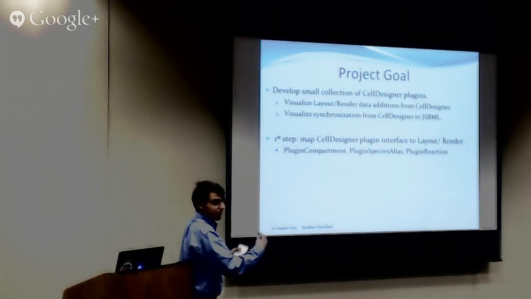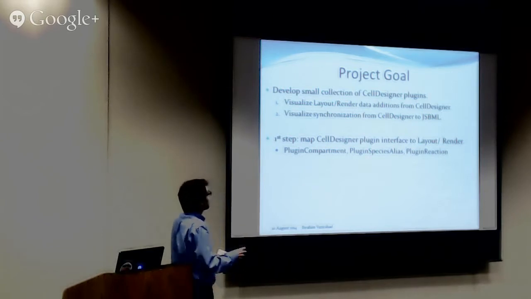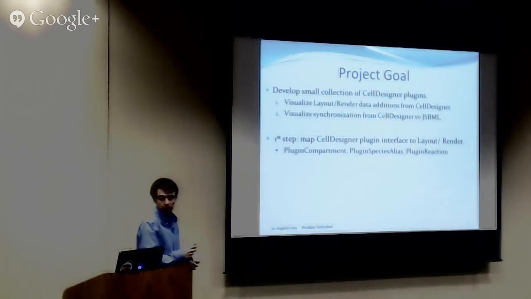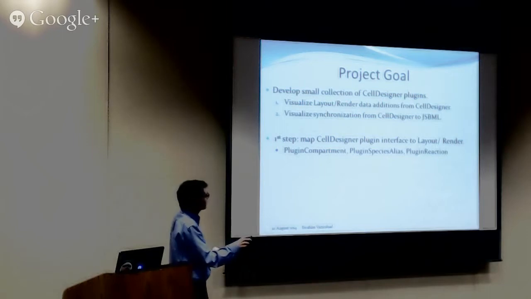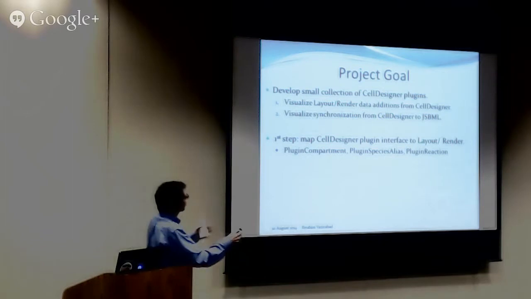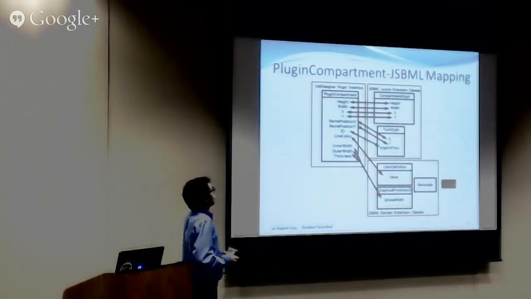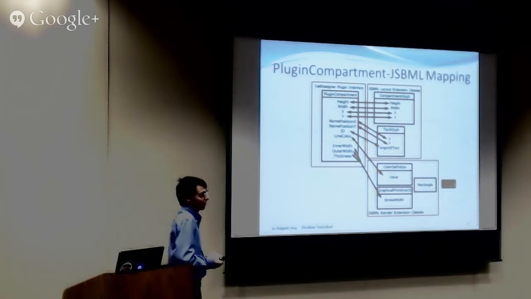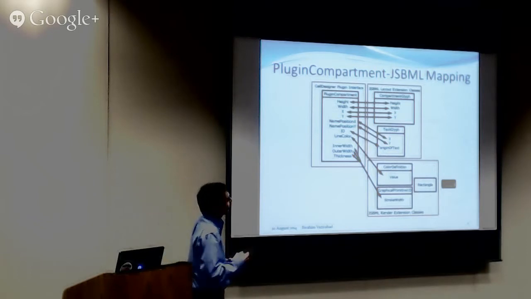The first step in this project would be to map the CellDesigner plugin interface to the layout and render extensions. The three plugin classes that we mapped were PluginCompartment, PluginSpeciesAlias, and PluginReaction. We're going to look at each of those in turn. First, we have the mapping between the PluginCompartment class and JSBML.